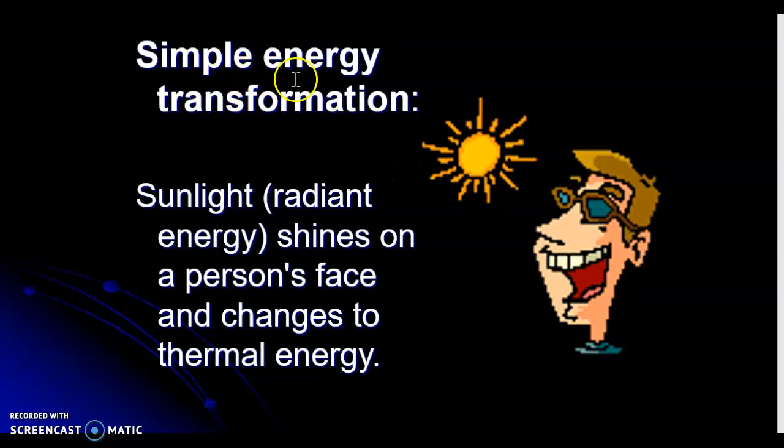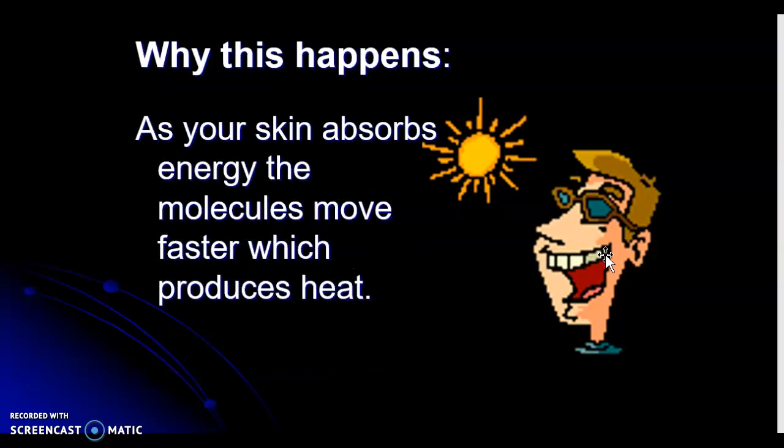So here's a simple energy transformation. Sunlight, which has radiant energy, shines on the person's face, and that changes to thermal energy. Why does this happen? Because your skin absorbs the energy, the molecules move faster, which produces heat.